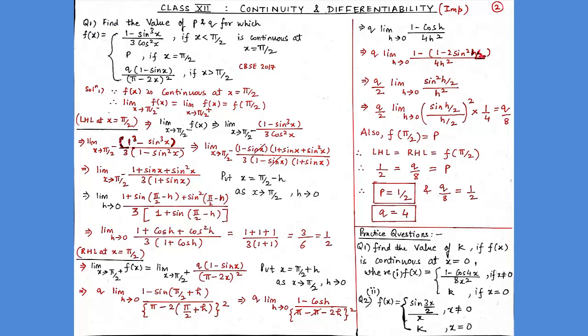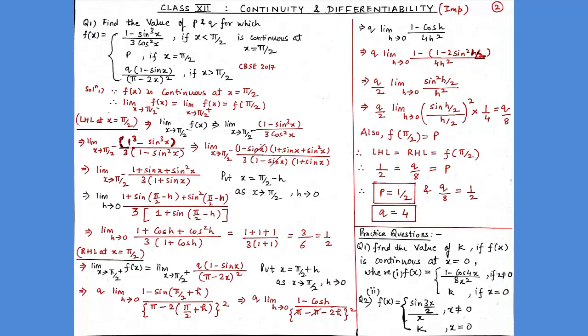According to our question, if x is greater than pi by 2, our function f(x) will be equal to q into 1 minus sin x upon (pi minus 2x) whole square. And now student, in place of x, we will put pi by 2 plus h. So as x tends to pi by 2, h again approaches 0. Therefore student, from here, I can take q before the limit.